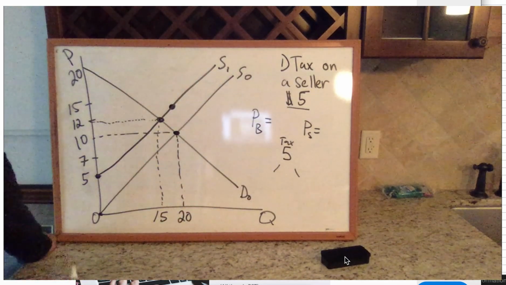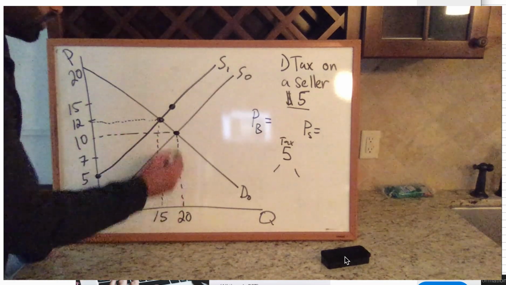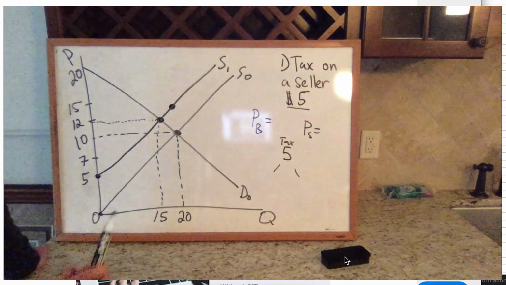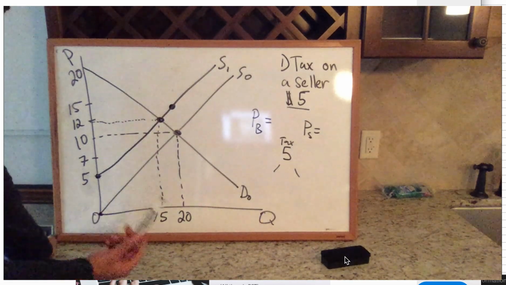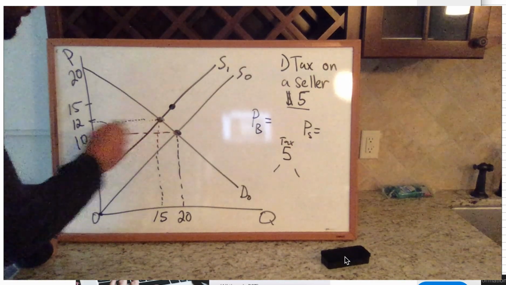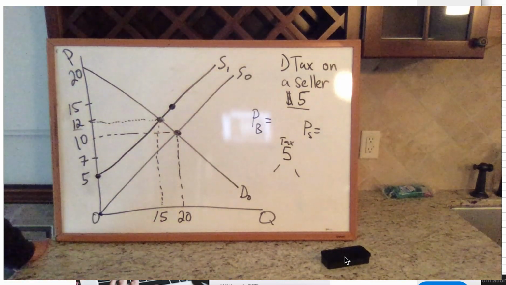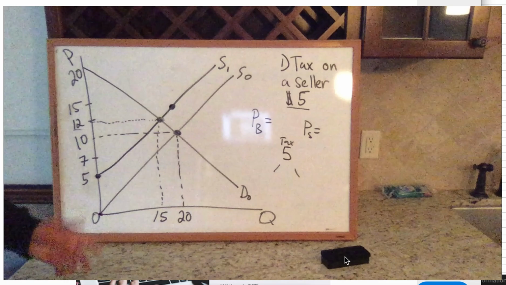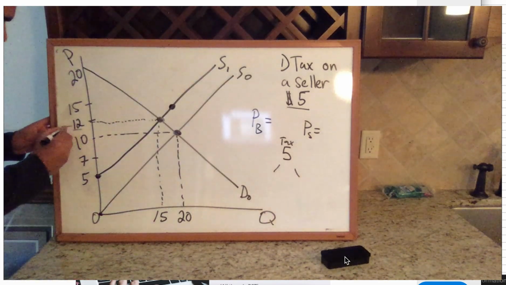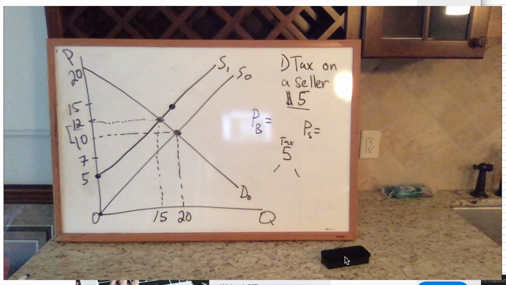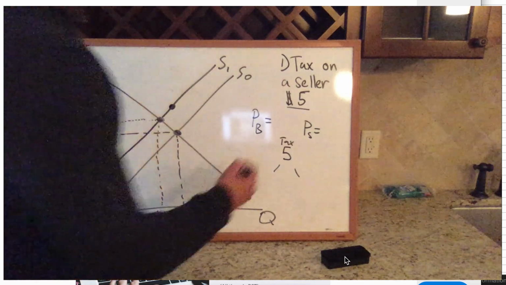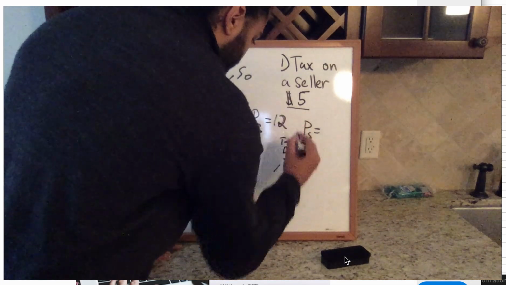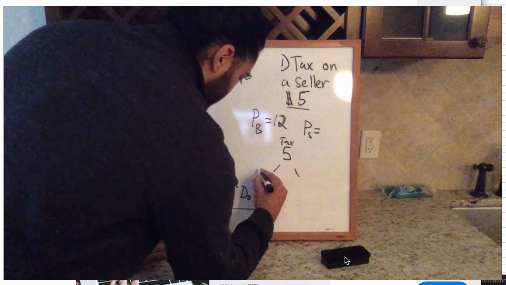Okay, so at our original equilibrium at 10 and 20, the buyers were paying $10. Now at our new equilibrium, the price that the buyers are paying is $12. So $12 is our new equilibrium price for buyers. So to calculate how much they pay of the tax, you're just going to compare these 2 numbers, 12 and 10. So 12 minus 10 is 2. So the price that the buyers pay is 12, and they pay $2 of the tax.